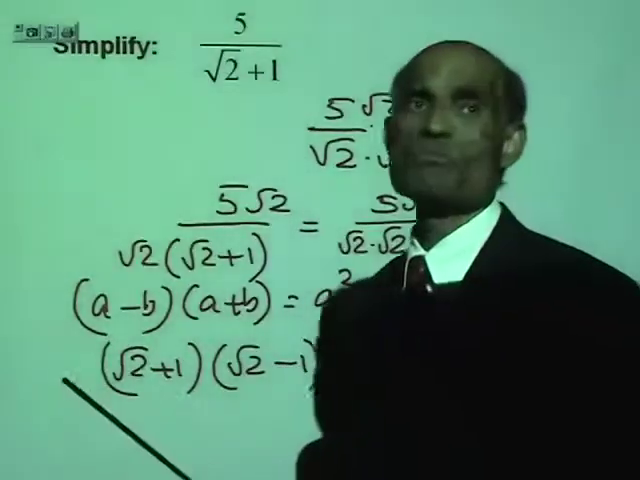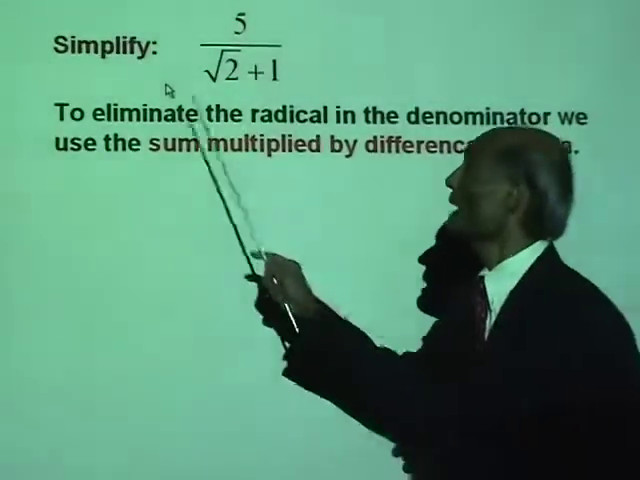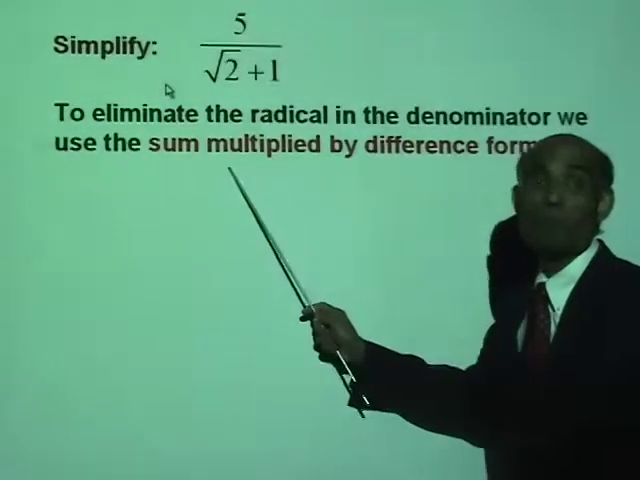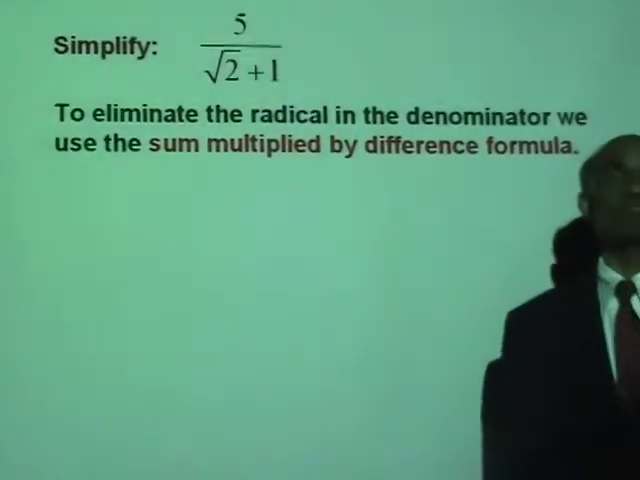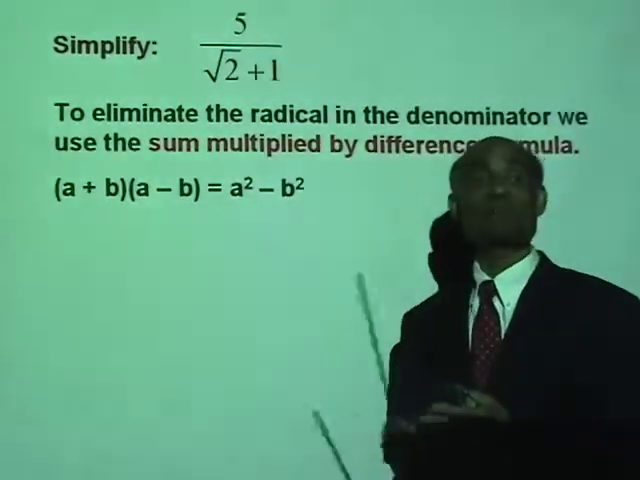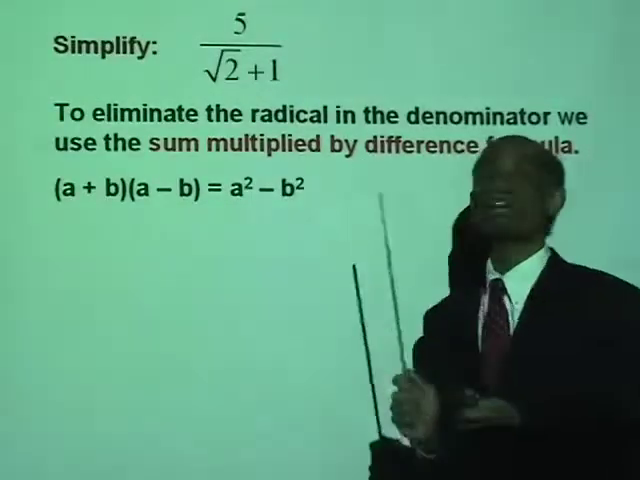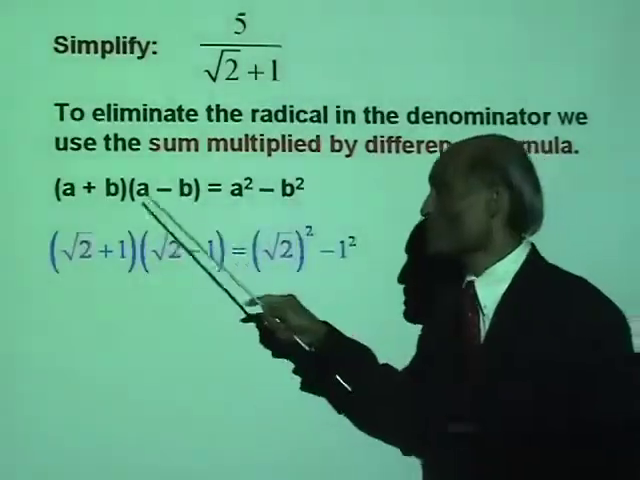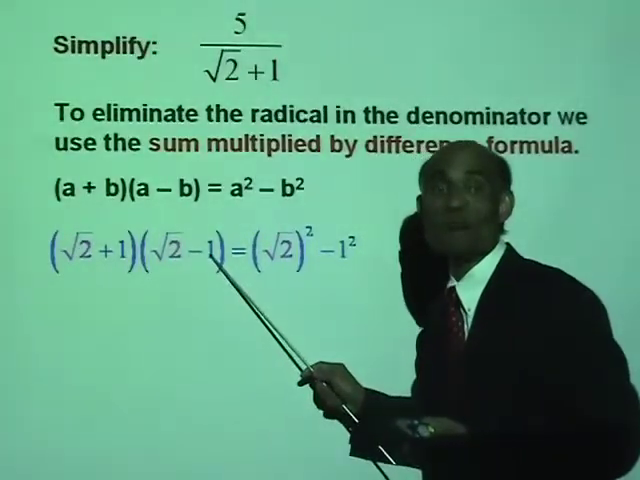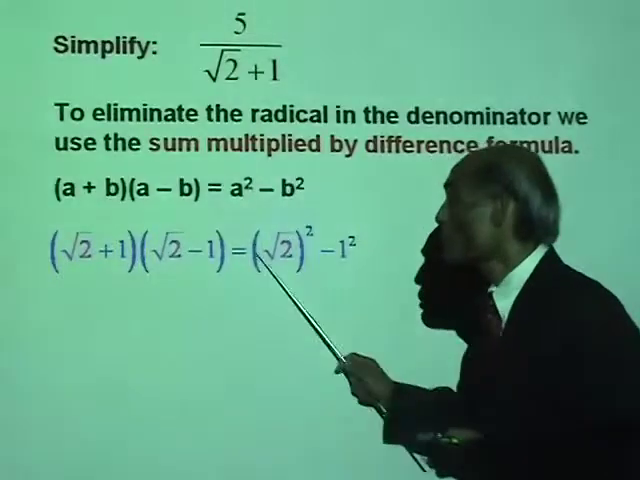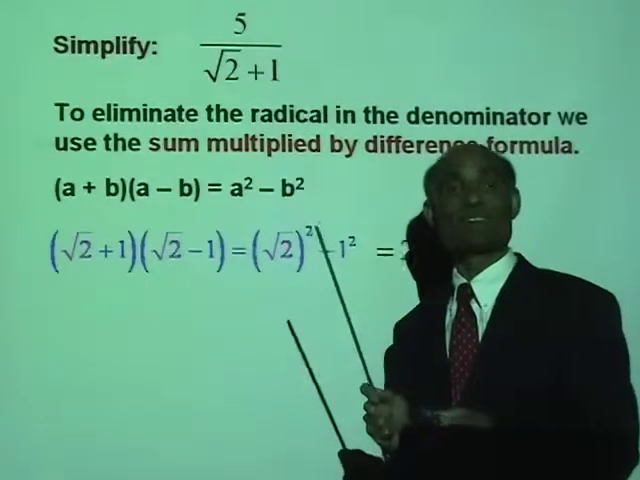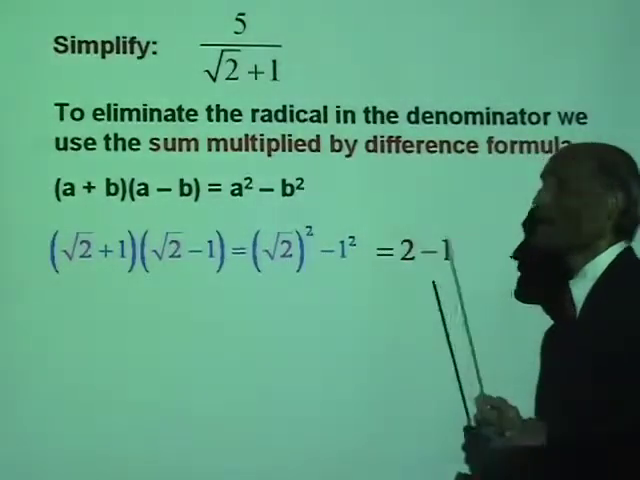What will we do to remove the radical this time? To eliminate the radical in the denominator, we use the sum multiplied by the difference formula. That is, (a + b)(a - b) = a² - b². So (√2 + 1)(√2 - 1) is therefore (√2)² - 1², and that is 2 - 1.